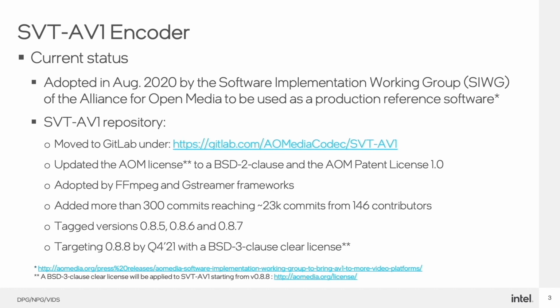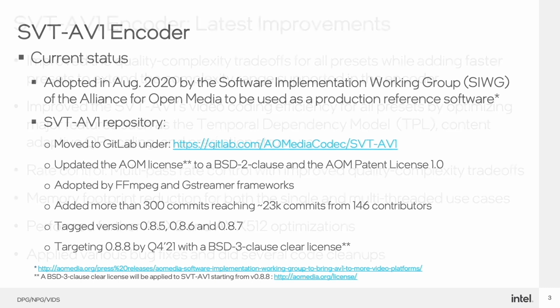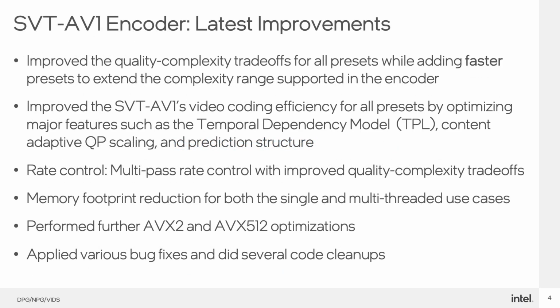As you probably know, the SVT-AV1 encoder was adopted as a production reference software by the software implementation working group of the Alliance for Open Media in August 2020. The encoder is open sourced and available on the SVT-AV1 repository on GitLab. In the last few months, several complexity and memory footprint reduction features have been adopted, which allowed us to add other presets from M7 to M12 to cover faster speed ranges.